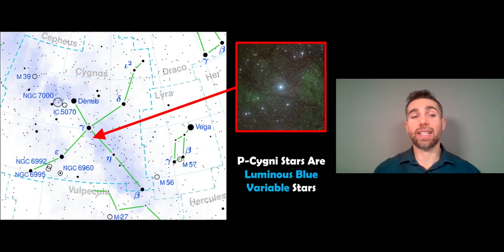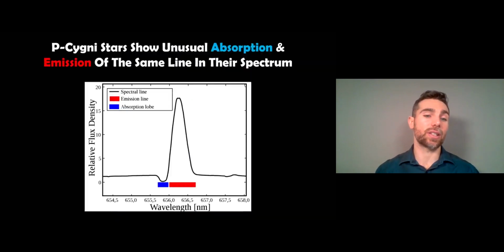So the P Cygni stars then. It's named after the first star that was found in the Cygnus constellation. This is a luminous blue variable star, and the P Cygni profile is pretty much constrained to these sorts of stars because they have something going on with them which is unique to them, which gives you this unusual profile. So originally named from this star in the Cygnus constellation. And this is what it looks like.